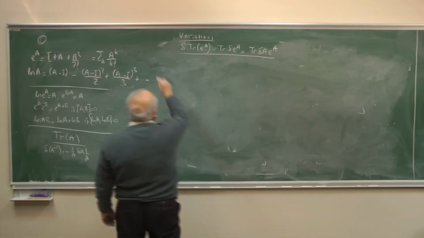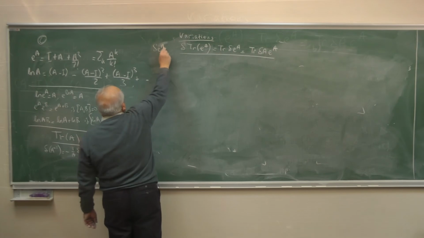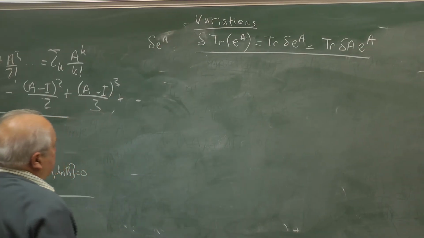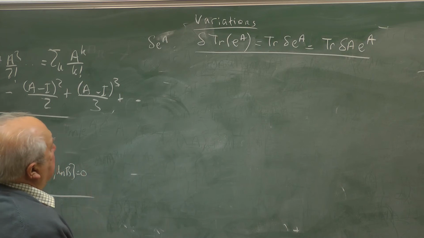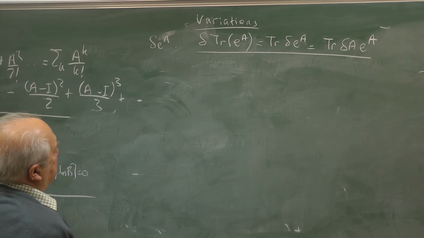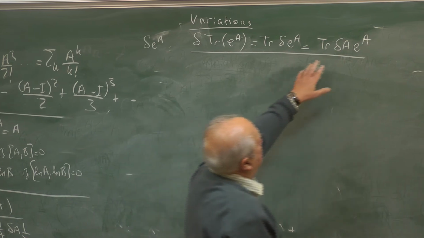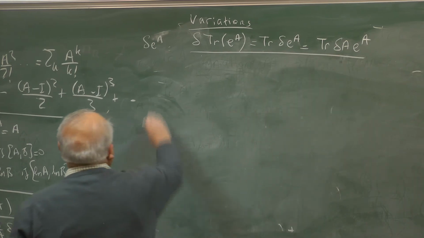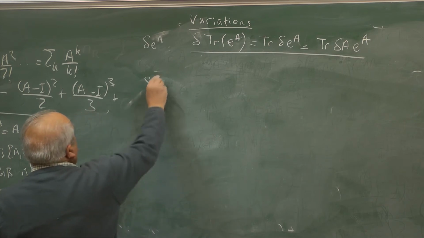We started with delta e to the A. It was complicated. And we took the trace. Under the trace, this has a simple relationship, because without the trace, we could not collect it like this. Let's try it now with the delta of log A.